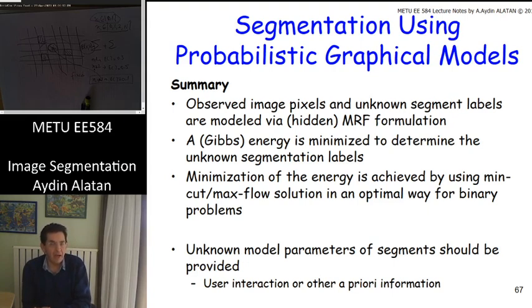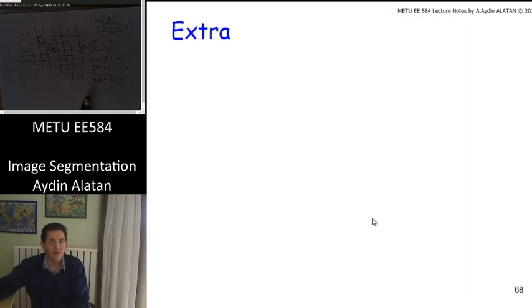And sometimes we need some initial model parameters. At that point, we need some user interaction or some other prior information. And that's how we solve image segmentation using probabilistic models. Okay, that concludes our problems. This is extra, which we are not responsible for in the exams. Thank you.